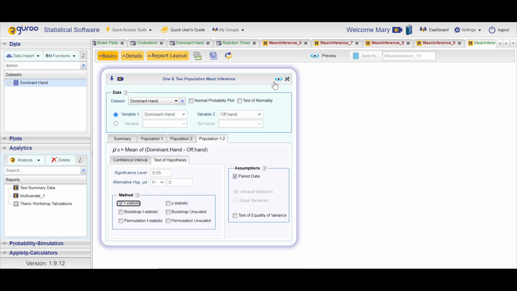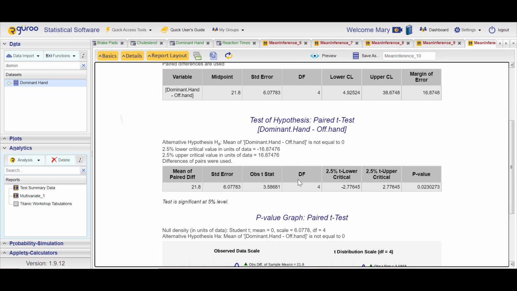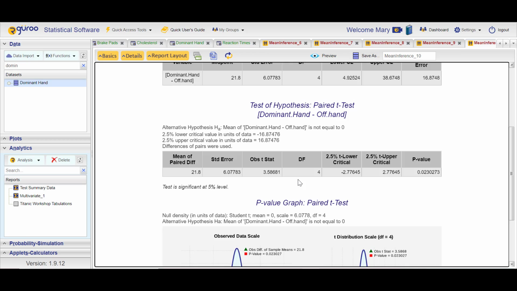T statistic, as always, for these. All right, so we have a confidence interval of negative 2.8 and 2. Oh, no, I'm writing down critical values. Confidence interval of 4.9 and 38.7, and a p-value of 0.023. You want to see the graph?